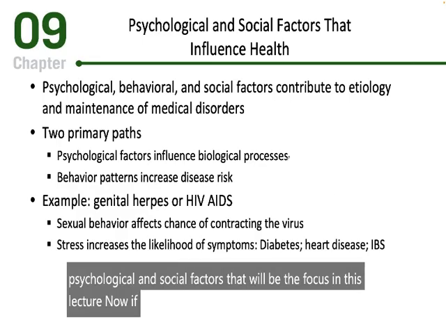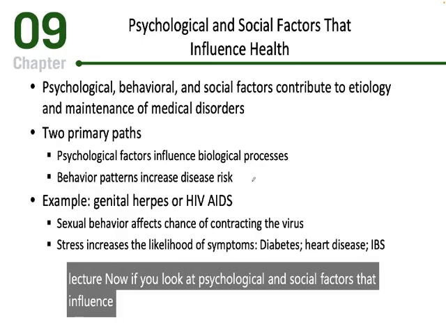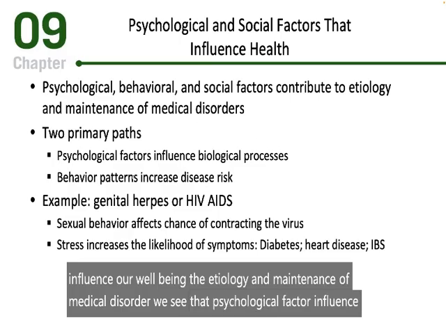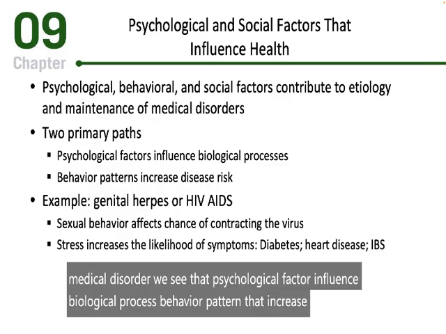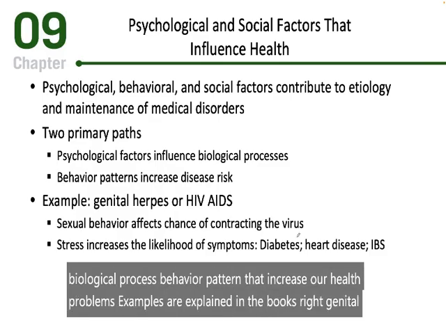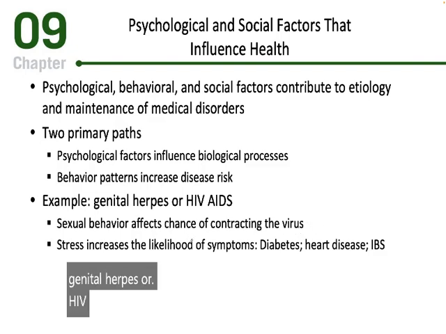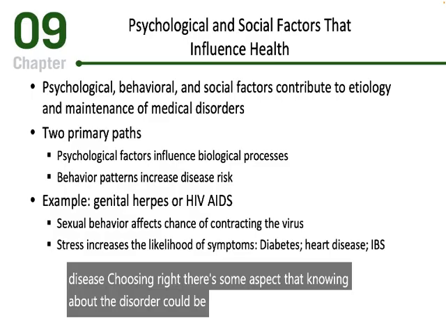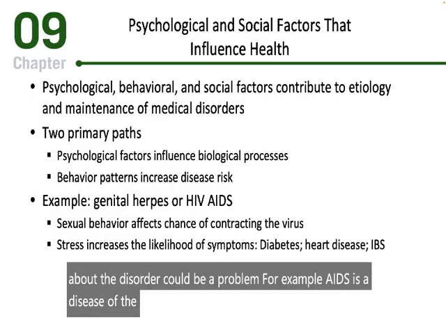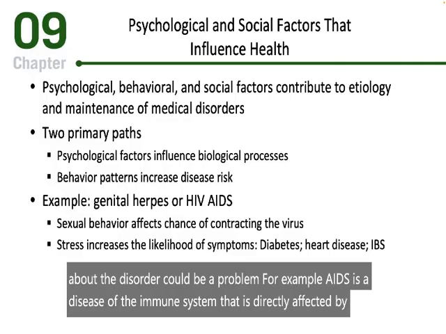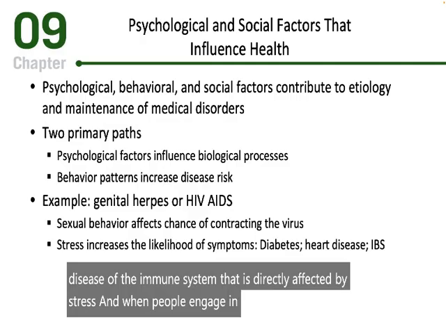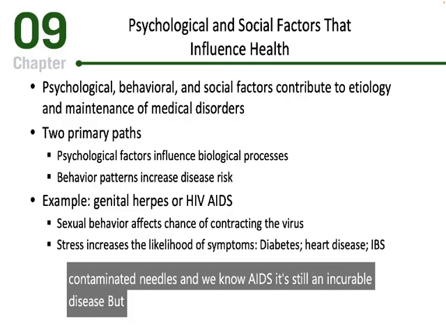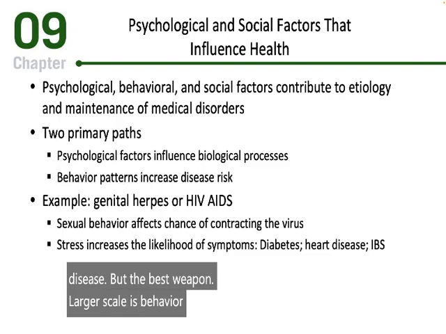Now, if you look at psychological and social factors that influence our well-being, the etiology and maintenance of medical disorders, we see that psychological factors influence biological processes and behavioral patterns that increase our health problems. The examples are explained in the book, right? Genital herpes or HIV/AIDS, how behavior can contribute to developing these diseases. For example, AIDS is a disease of the immune system that is directly affected by stress. And people engage in unprotected sex or share contaminated needles, and we know AIDS is still an incurable disease, but the best weapon on a larger scale is behavioral modification to prevent acquisition of the disease.